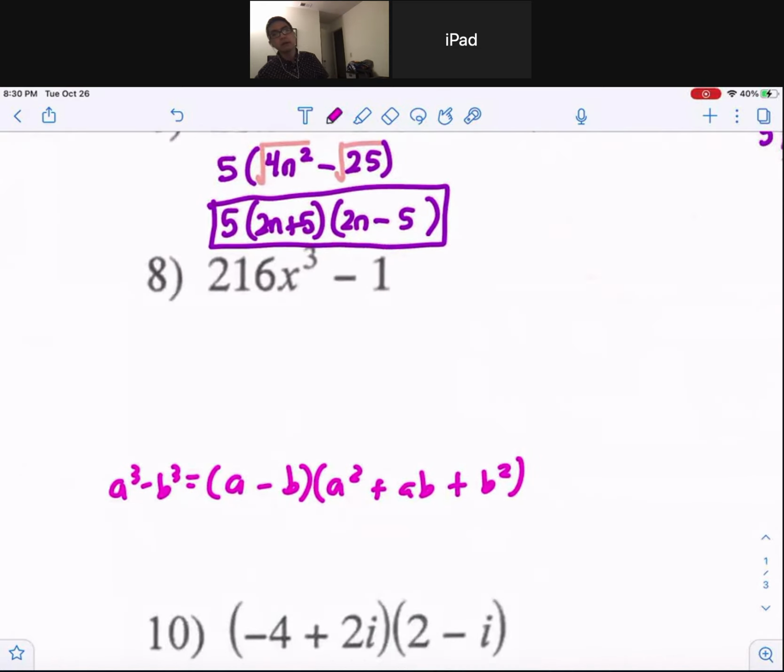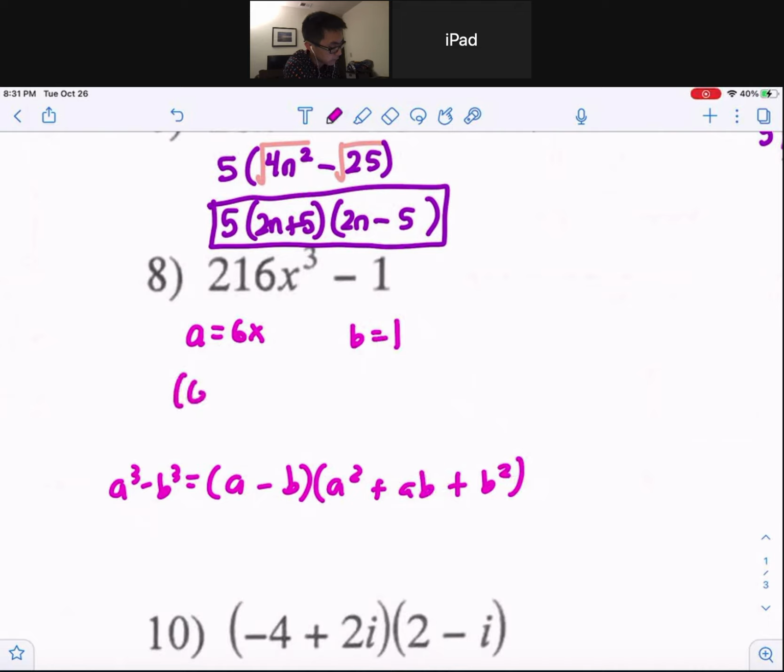Okay, again, both of these are cube rootable, meaning there is something multiplied by itself 3 times that gives you both. So, what times what is 216x to the third? 6x. What times what is 1? 1. So, use this formula, right? Everywhere you see an A, it's 6x. Everywhere you see a B, it is a 1.